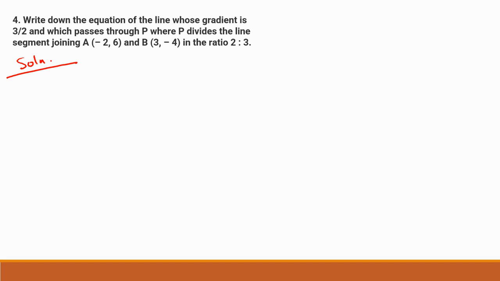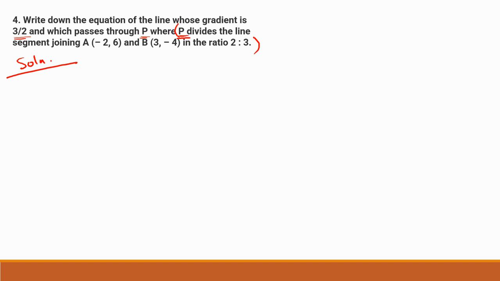So the solution. Write down the equation of the line whose gradient is 3 by 2 and which passes through P, where P divides the line segment joining A and B in the ratio 2 is to 3. So first we have to solve the second part: P divides the line joining A and B in the ratio 2 is to 3. We have to use the section formula to find P first. Once we find P, they have given the gradient and it passes through P, so we can use the one point formula, where one point you know and you know the slope: y minus y1 equals m times (x minus x1).